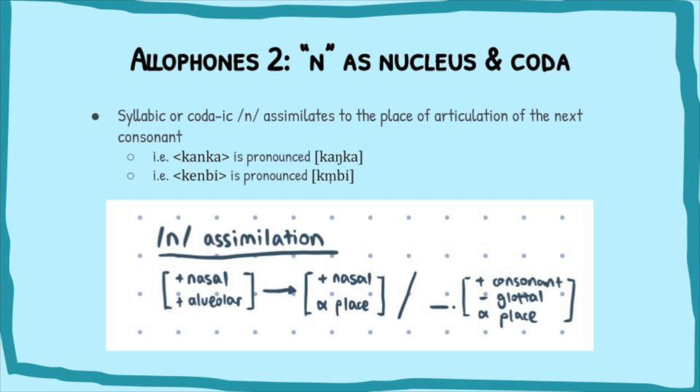Syllabic and codaic n assimilates to the place of articulation of the onset of the next syllable. For example, the word kanka would be pronounced as kanka instead of kanka, and the word kenbi would be pronounced kmbi and not kunbi.